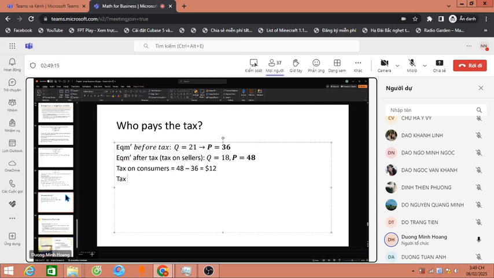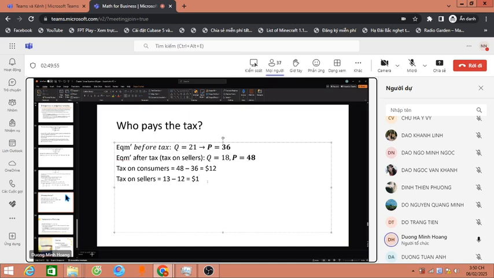Now, the consumers already paid $12 in tax, so that means sellers only have to pay $1 in tax. So the total tax per good is $13. But consumers already paid $12 in tax, so sellers only need to pay $1 in tax. That is 13 minus 12. Any questions over here?